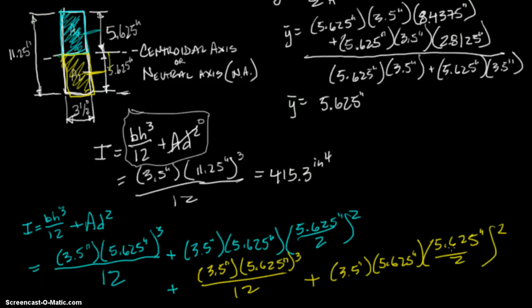And you want to square that. And then when we go ahead and get the calculator out and run this, we get, it should be 415.3, but let's check it. And when I calculate it out, it becomes 415.3 inches to the fourth. Exact same answer. So you're good to go.